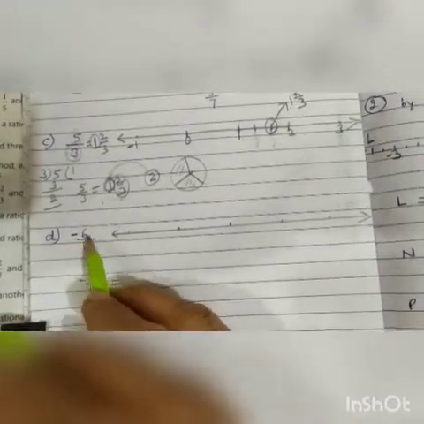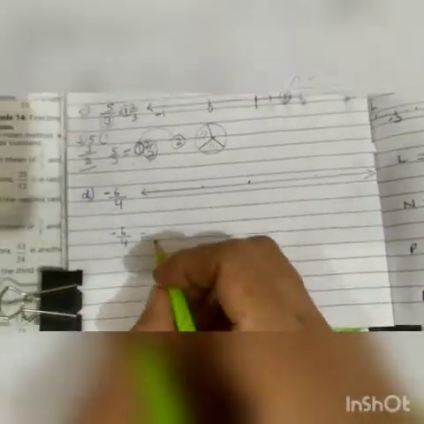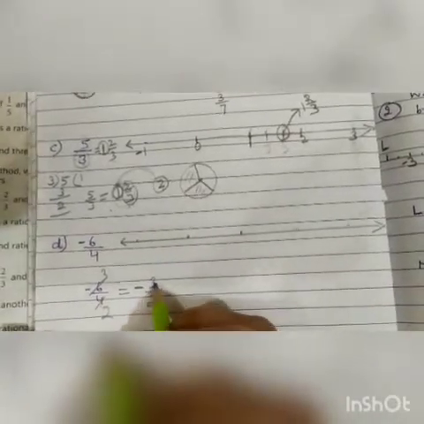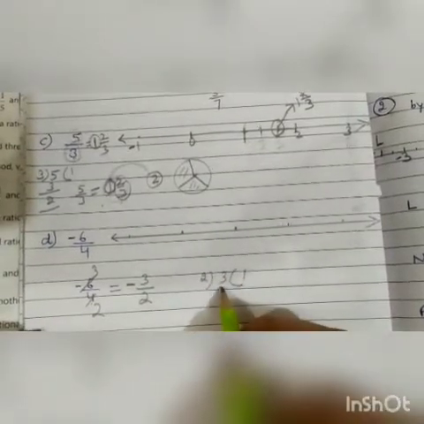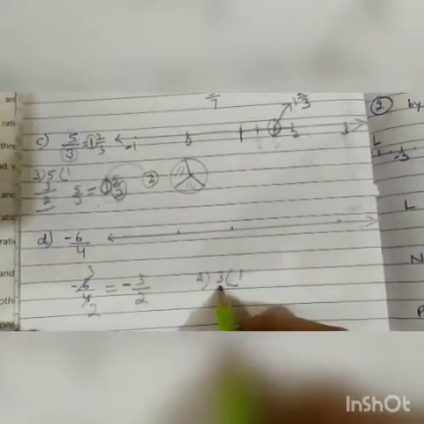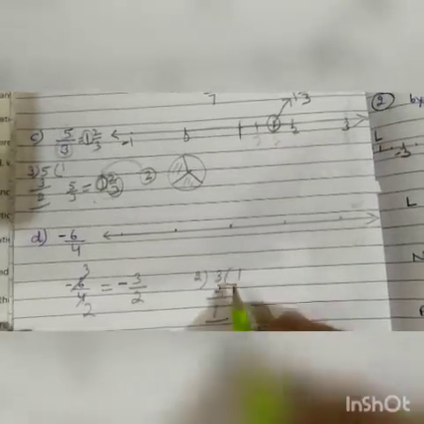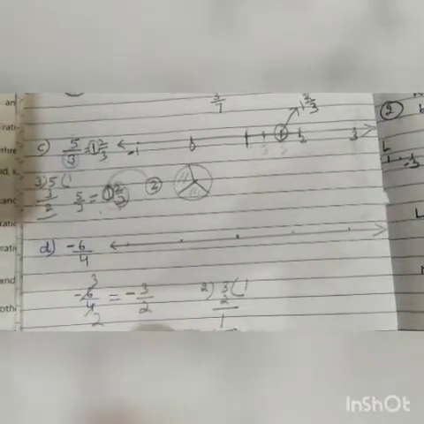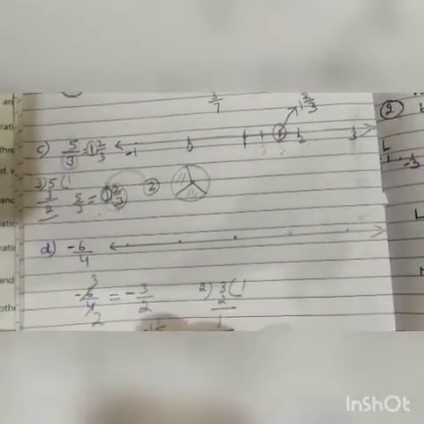Come to the next part, 6 upon 4. See, students, here we can simplify it. 2 threes are 6, 2 twos are 4. It is minus 3 upon 2. Now again the numerator is greater than the denominator, meaning an improper fraction. So we will divide this 3 by this 2. 2 ones are 2. 3 minus 2 is 1. It is 1 and 1 upon 2. So it is a negative rational number, meaning minus 1 and 1 upon 2.